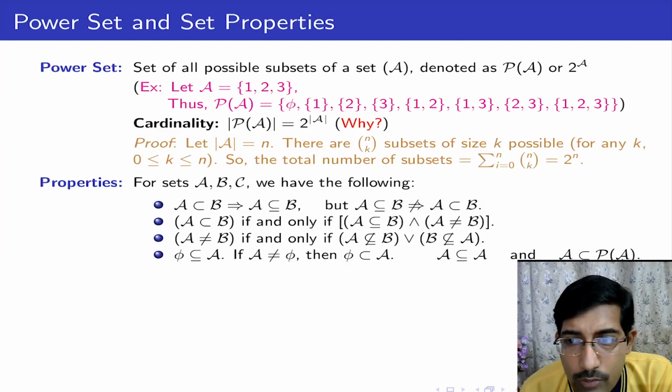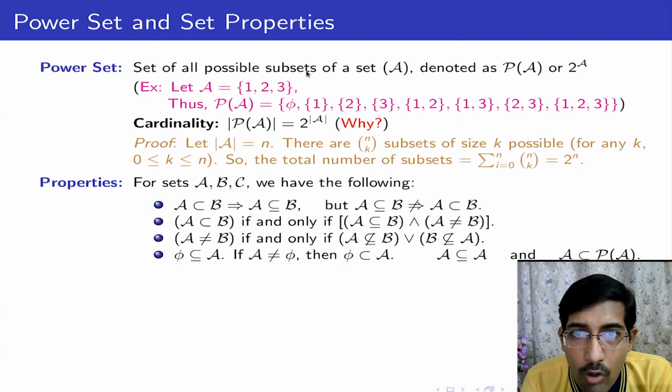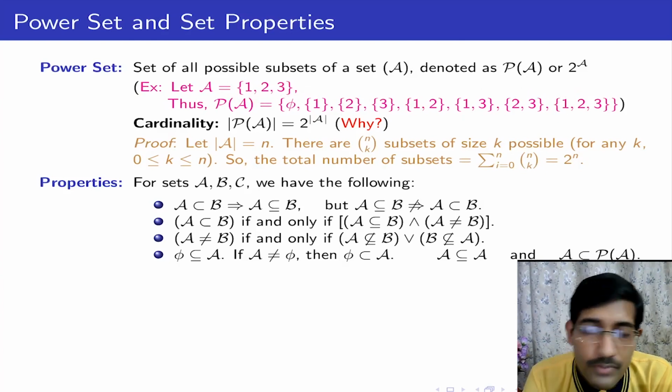A set is also a subset of the power set of that set, because you can see here that if A is {1, 2, 3}, somewhere I am computing all the subsets into the power set, so somewhere the set itself will come inside it. So therefore the power set contains this set as well, so it's a proper subset of this.